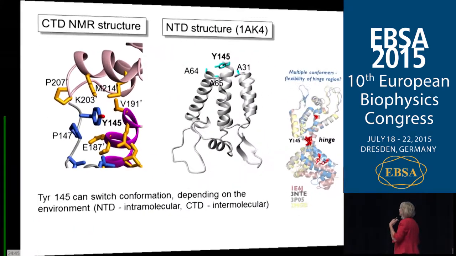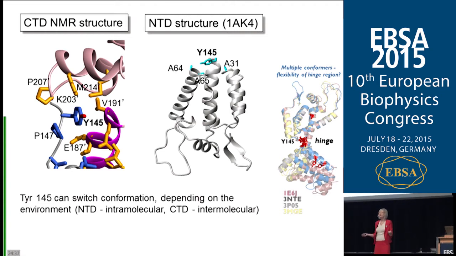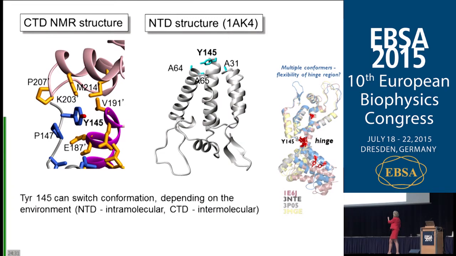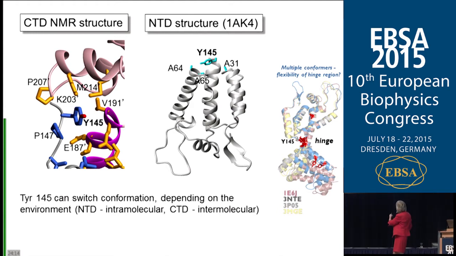Now, it was sort of a surprise because in the PDBs, where there's a structure of the N-terminal domain that was solved by Chris Hill quite a number of years ago, he has tyrosine 145 in the N-terminal domain. It's actually the capping residue of the last helix in the N-terminal domain. We have it in the C-terminal domain at an interface. So where is tyrosine 145? Actually, it can switch conformations. And if I show you the overall full-length structure here, you can see that it sits at the hinge region between the N-terminal and the C-terminal domain.